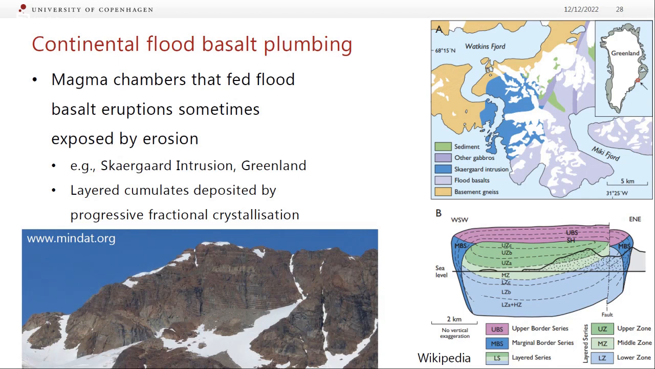And it's what we call a layered intrusion, because if you look at it, this is just a cliff in the Skaergaard intrusion. You see all these lines coming across it. These are different layers in the cumulates. So this is probably a magma chamber similar to what would have been feeding these flood basalt eruptions.